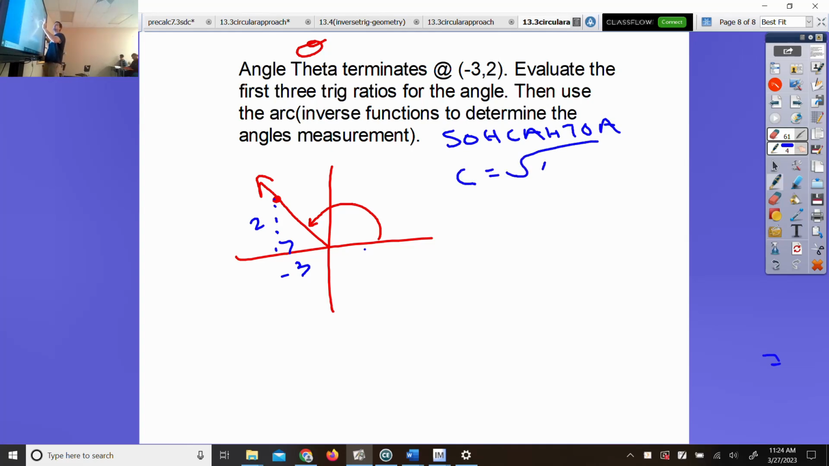C is the square root of x squared plus y squared. Same thing. So 2 squared, signs don't matter when you're squaring, plus 3 squared. Then you got root 13. Do we want a decimal? No. This was theta. There is no triangle associated with theta. There's a triangle associated with a reference angle called theta prime.